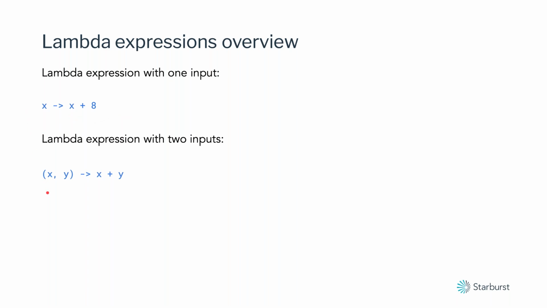If you have a Lambda expression with multiple inputs, you have to put parentheses around the input arguments. If you have a single one, you don't, although you could use parentheses as well if you want. And we'll see how these are used later.